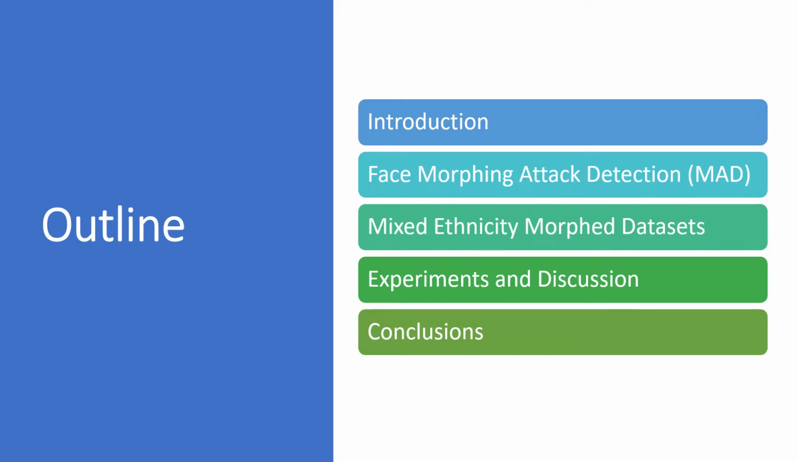Then I will provide details about our newly constructed database, especially within the scope of this work, and we name the database the Mixed Ethnicity Morph Dataset. Then I will report several quantitative results that we have designed to give insights on different morph attack detection algorithms and their variation in detection performance, especially with different demographic data. Based on the obtained results, I will also present several discussions and then we can draw the conclusions.